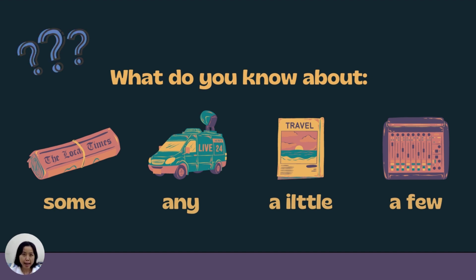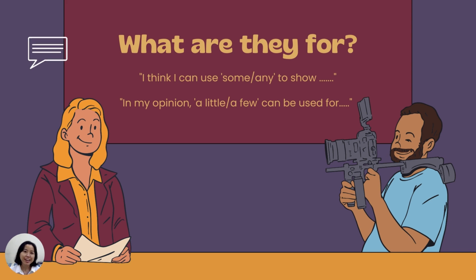All right, what about any? Good example. And let's check. Do you know what is a little, a few, and maybe you want to give me some examples of how to use a little and a few in your sentences. All right, a good try, nice try.